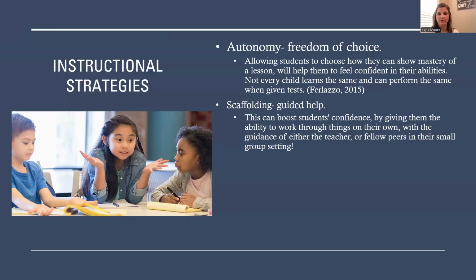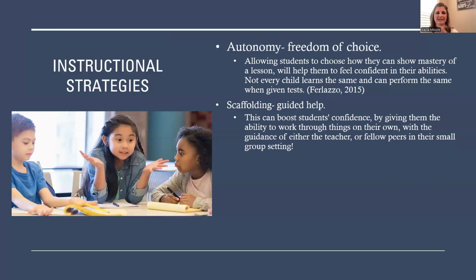Scaffolding, which is guided help. And this was in Vygotsky's theory, okay? This can boost students' confidence by giving them the ability to work through things on their own with the guidance of either the teacher or fellow peers in a small group setting. This picture to the right, or to the left, I'm sorry, shows kind of what scaffolding can be like.